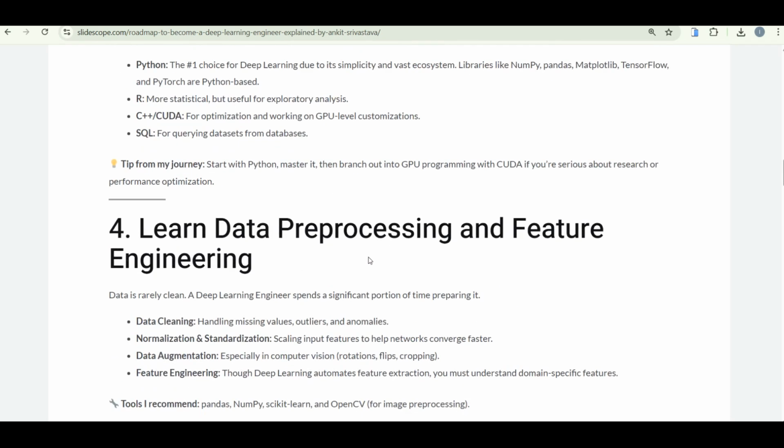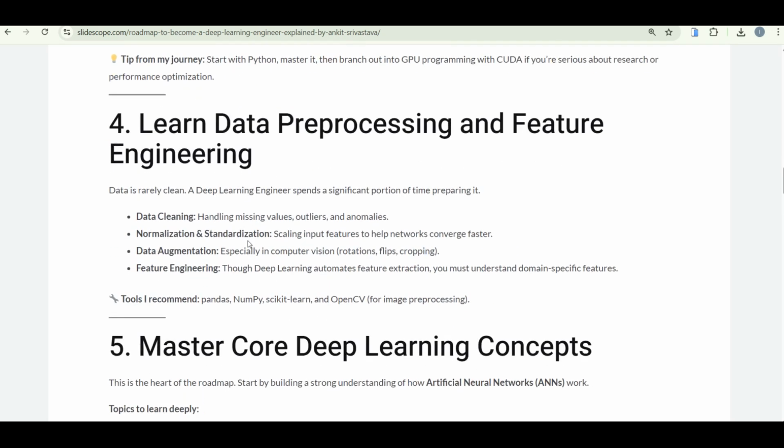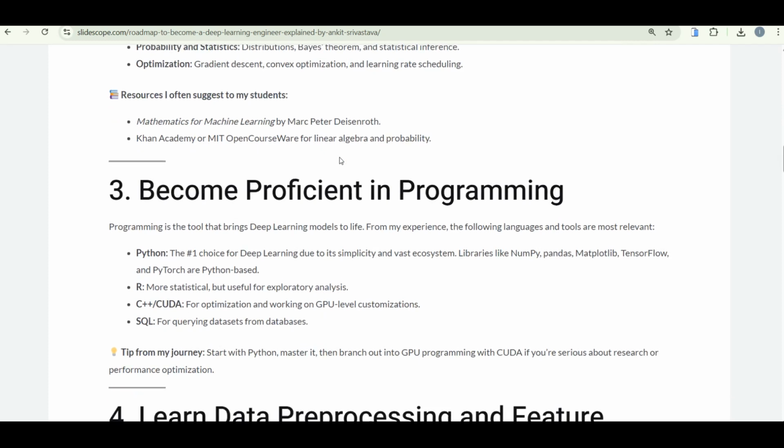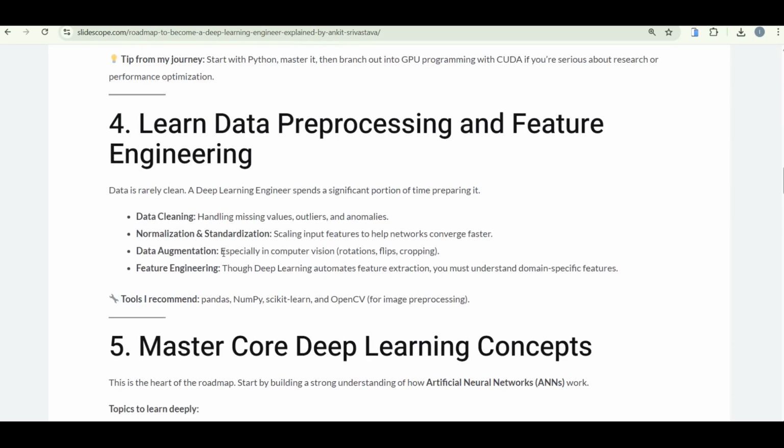research, or performance optimization. Fourth is learn data pre-processing and feature engineering. So this will be your fourth stage. Data pre-processing, that is, data is rarely clean. A deep learning engineer spends a significant portion of time preparing it. Data cleaning, that is handling missing values, outliers and anomalies.